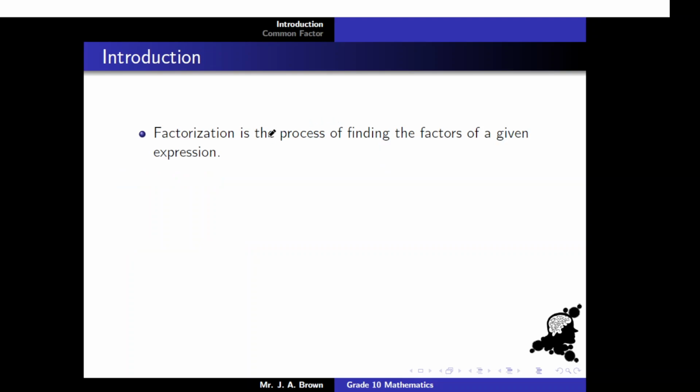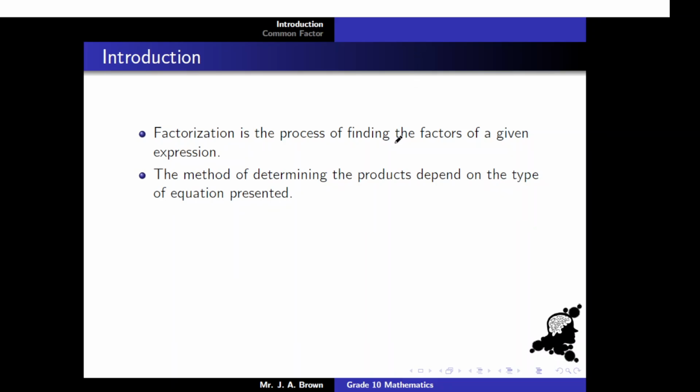So factorization is defined as the process of finding the factors of a given expression. Now you would remember from grade 9 that we said factors are numbers that divide exactly into another number without leaving a remainder. And so what we want to do here is we've got an expression, we want to find out what the factors of that specific expression are. Now, the method of determining the factors depends on the type of expression which we have. Now, there are different methods of factorizing.